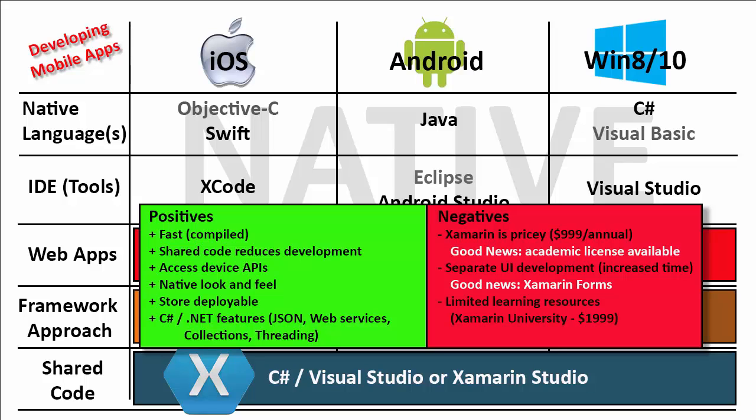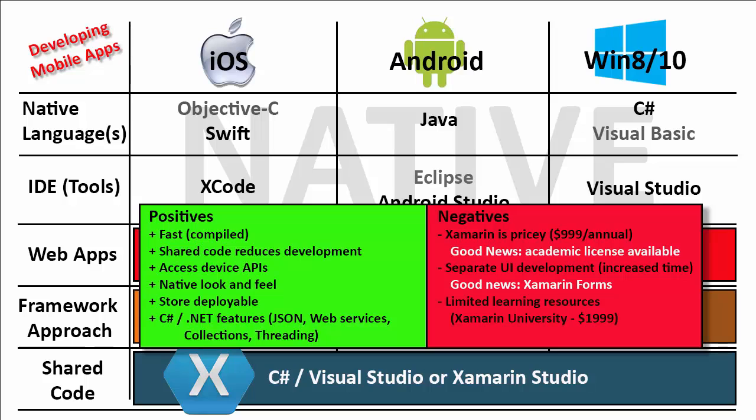Now the negatives are Xamarin's kind of pricey. It's $1,000 annual currently. The good news is there is an academic license available, and students can get this for free. With the one approach of creating interfaces for each one of these 3 platforms, it can be a little time consuming, but you save a lot on the back end as far as your logic code. But you can use Xamarin Forms, which is still a little bit buggy. It's kind of new and it's kind of limited on what it can do. But for a fairly simple interface, where you don't have to customize anything, and using controls that are common to all 3 of these platforms, Xamarin Forms is a great way to go, and you're developing your interface once.